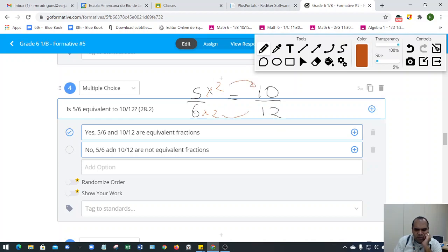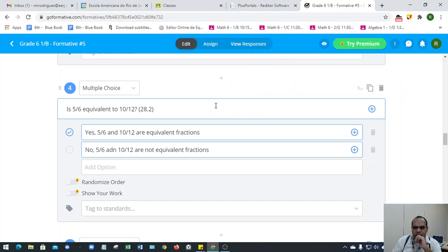6 times 2, 12. If you multiply the numerator and denominator by the same factor, they are equivalent. As you notice, 5/6 is equivalent to 10/12. Great, guys. Pretty simple. Over here, yes, 5/6 and 10/12 are equivalent fractions. Great. Nice. Let's move on to the next one.